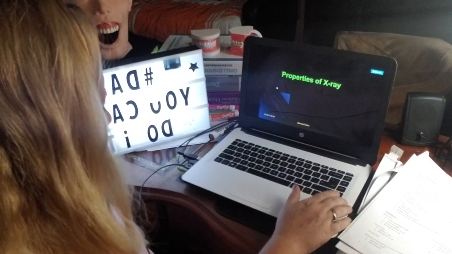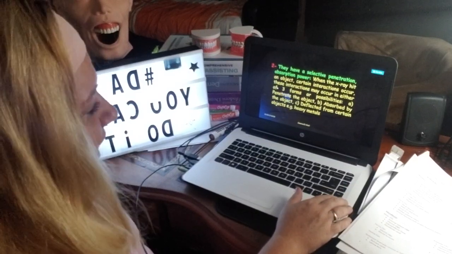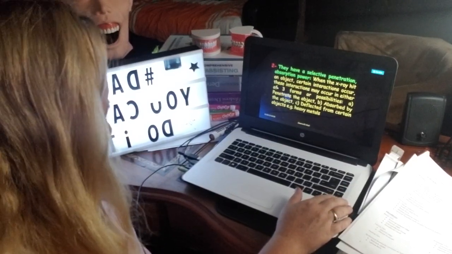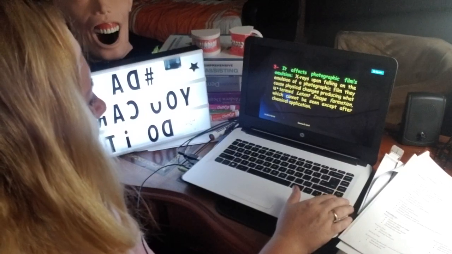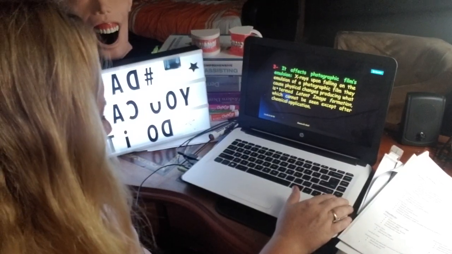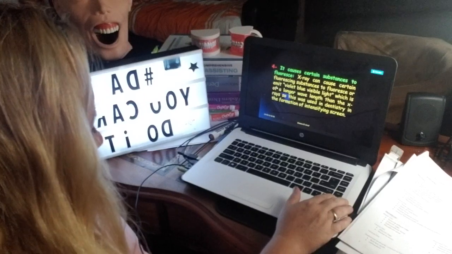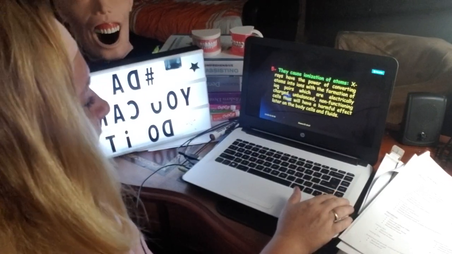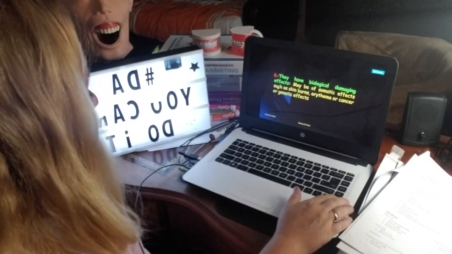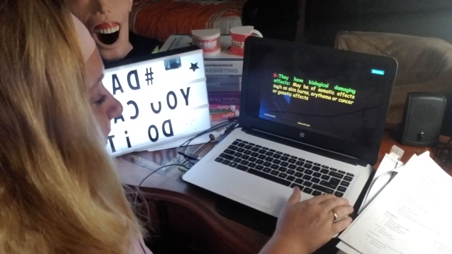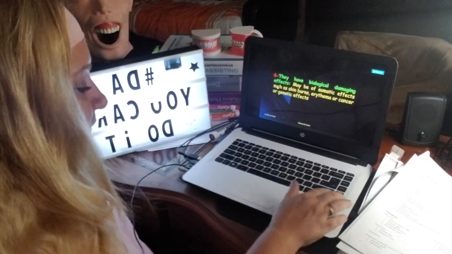Properties of X-rays. They have a short wavelength. They have a selective penetration and absorption power. It affects photographic film's emulsion. It causes certain substances to fluoresce. They cause ionization of atoms. They have biological damaging effects. There may be symptomatic effects such as skin burns, erythema, or cancer, or genetic effects. Know the risk.